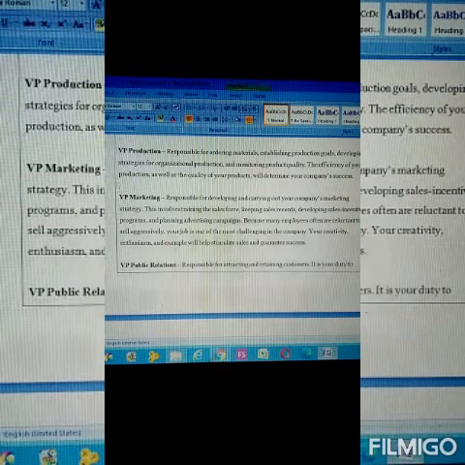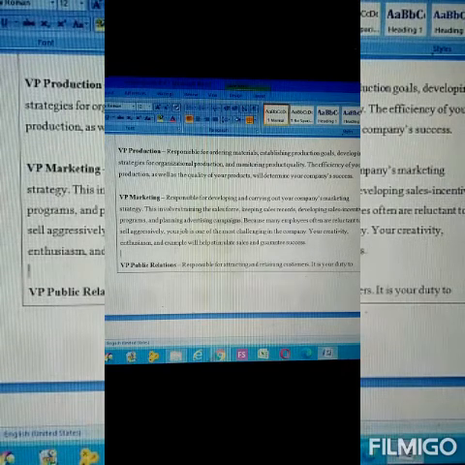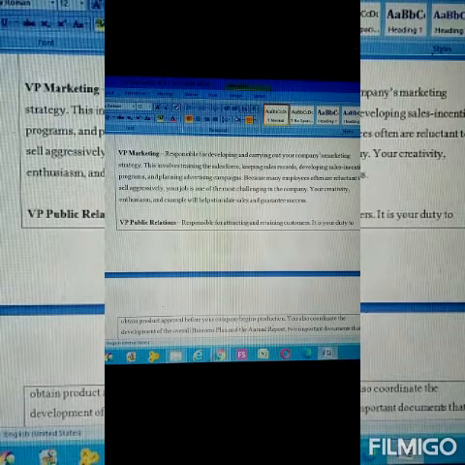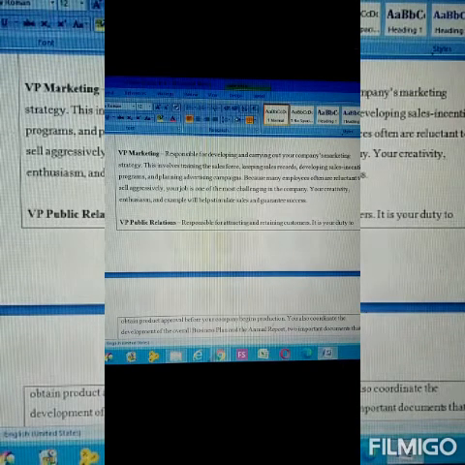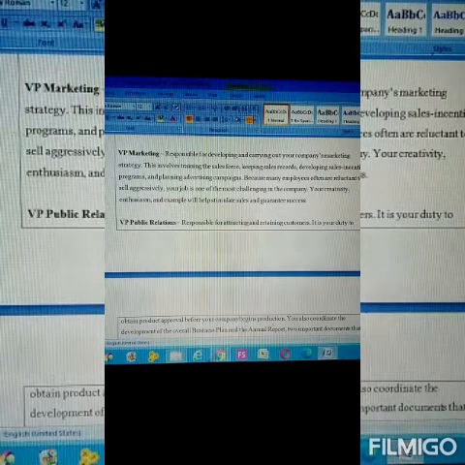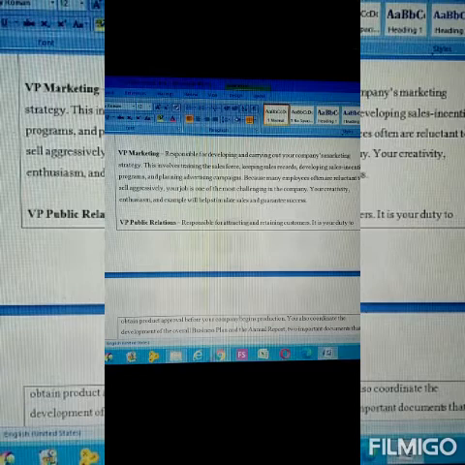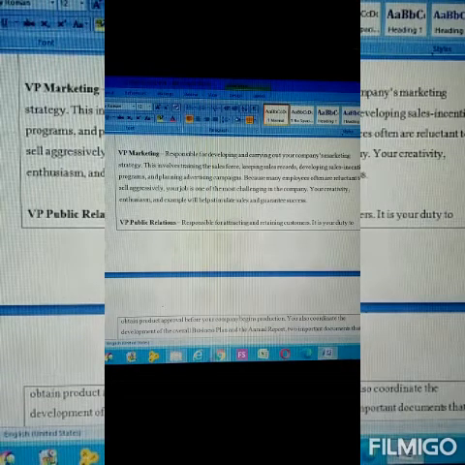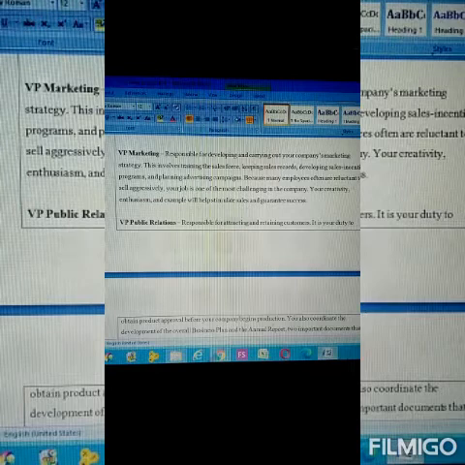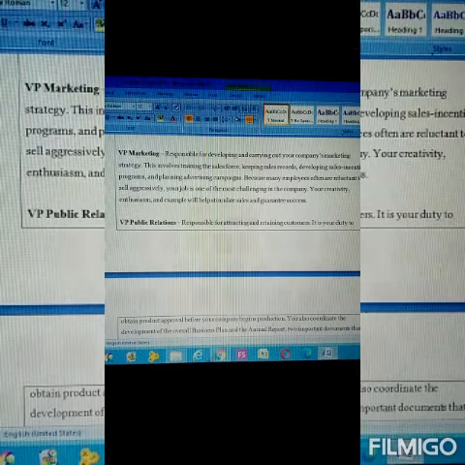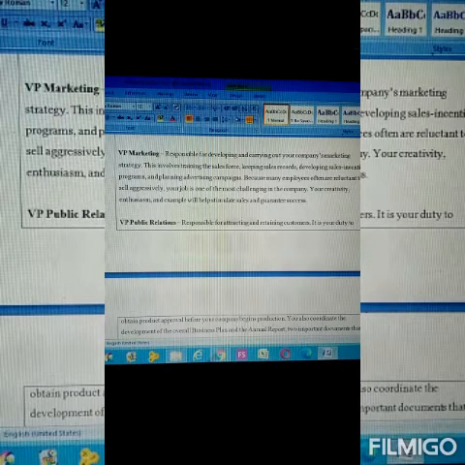Then, when the goods are finished, we have to think about getting them out to the public. And that is when we arrive at the marketing department. The marketing department, students, is responsible for developing and carrying out your company's marketing strategies. What do I mean by that? This involves training the sales force, keeping sales records, developing sales incentive programs, and guess what? The one that you see every day on TV, planning advertising campaigns.